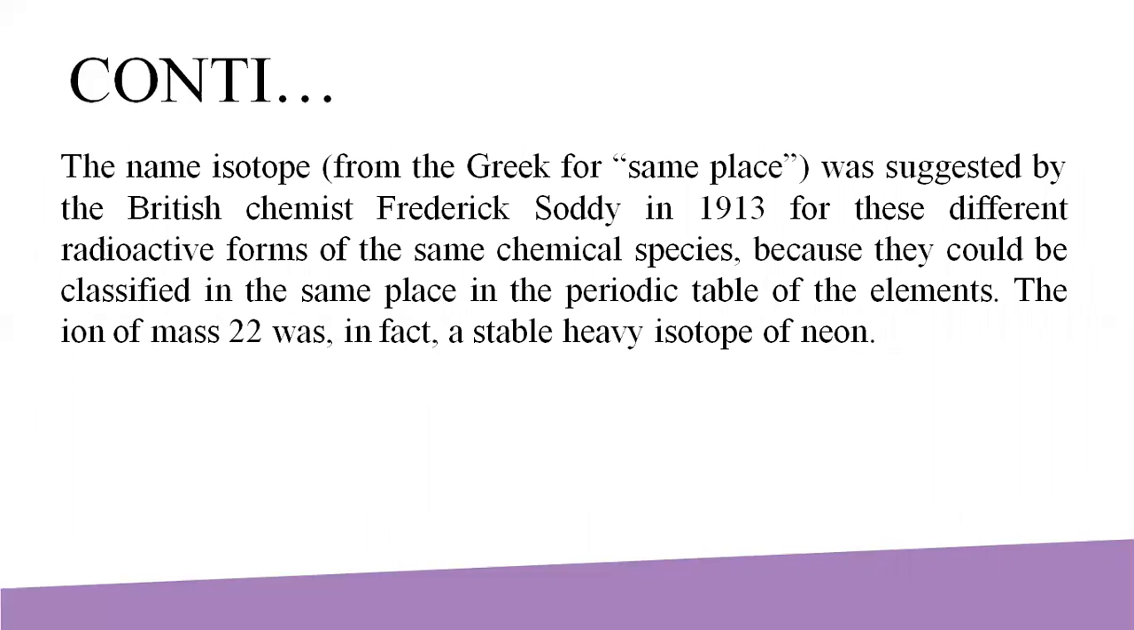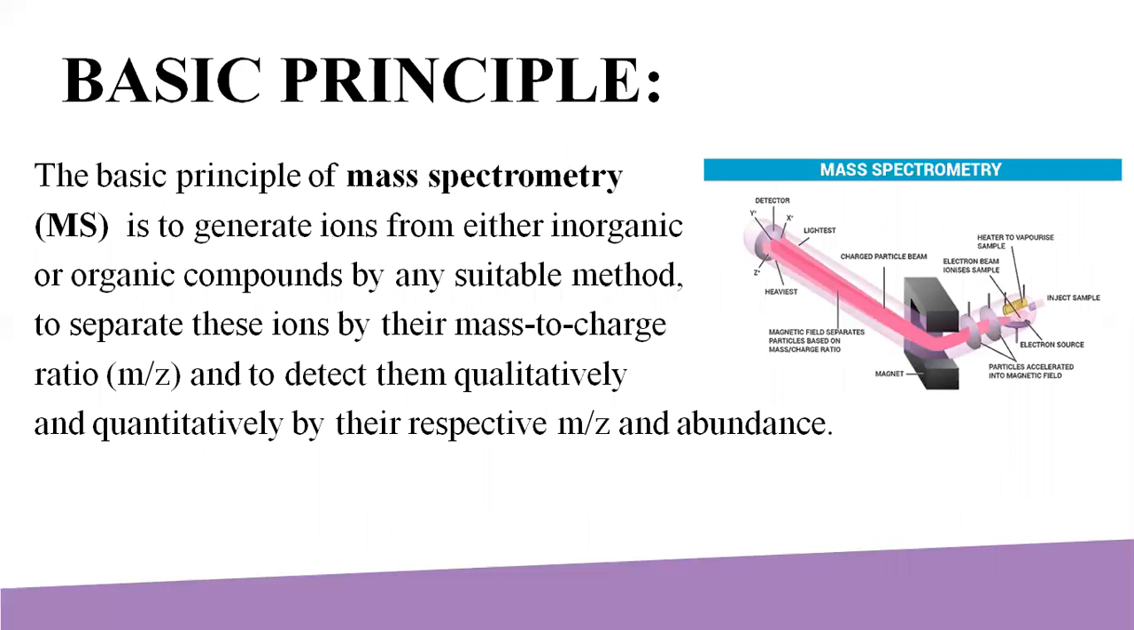The ion of mass 22 was in fact a very stable, heavy isotope of neon. Now, the basic principle of mass spectrometry. The principle of mass spectrometry was based on Newton's second law of motion and momentum. A mass spectrometer uses this property of matter to plot ions by way of varying masses on a mass spectrum.